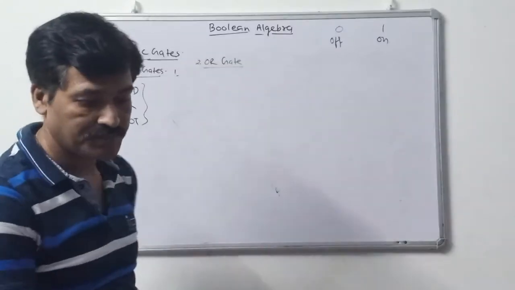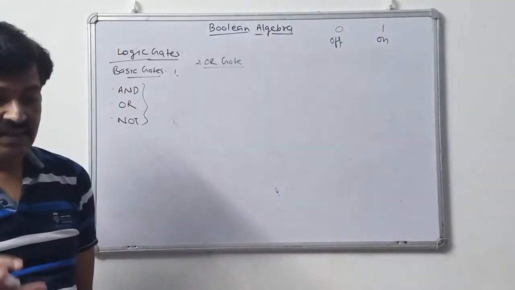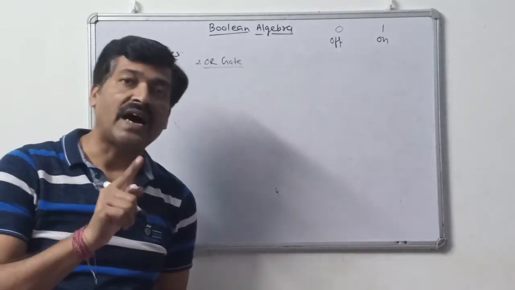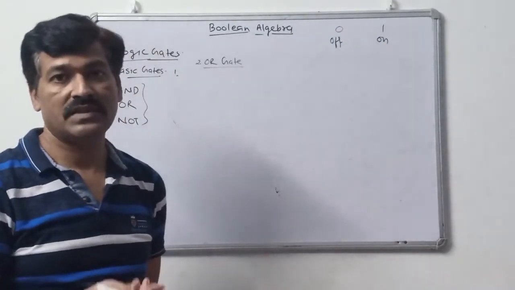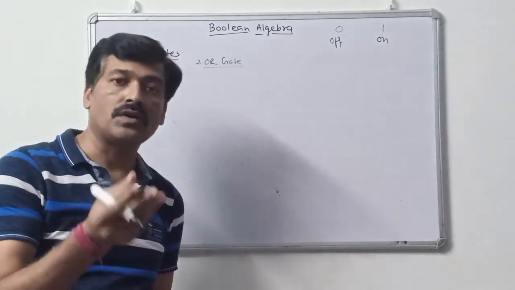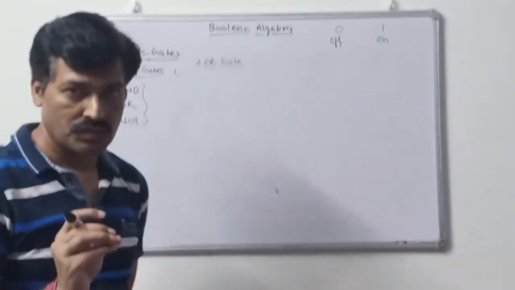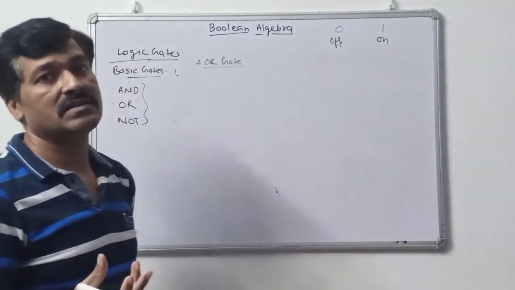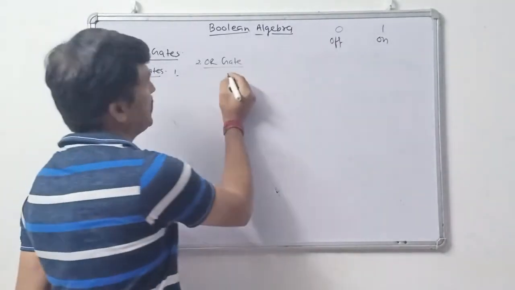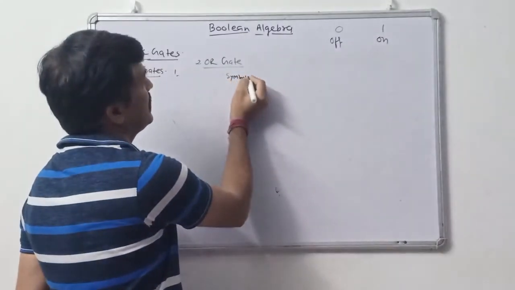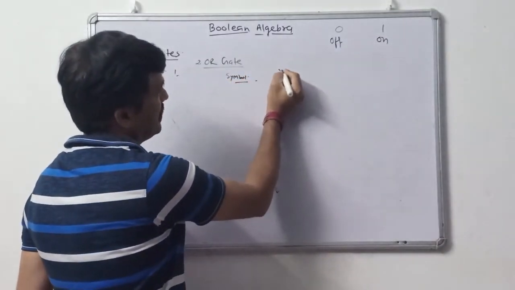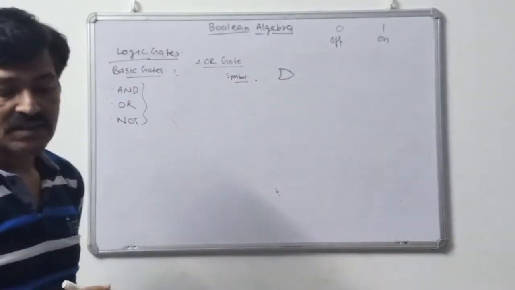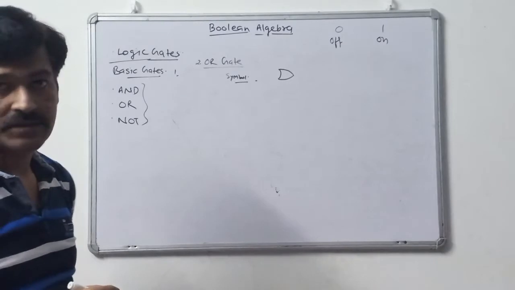OR gate. The definition is: the OR gate returns true if either input is true. Out of two or more inputs, if any value is 1, the OR gate returns true. The symbol is like this. This is the symbol of the OR gate.